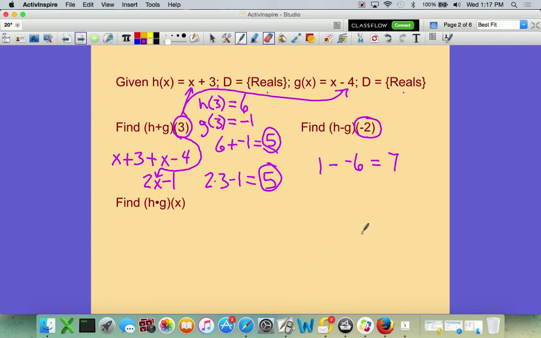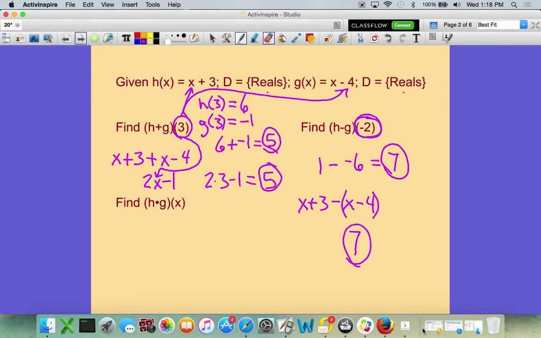If you want to do it the other way, that's fine. x plus 3 minus x minus 4, and this is all in parentheses. Well, the x's cancel out. That's okay. 3 minus negative 4, 3 plus 4 is 7. Remember, we plug this negative 2 in wherever we see an x. We don't have an x. That's okay. That just ends up being our answer, which was the same as the other one. So either way works again there.